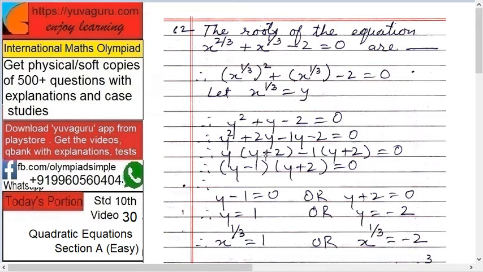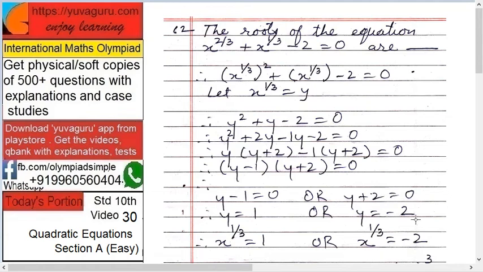y square plus 2y minus 1y minus 2 equals 0. Take y common, y into y plus 2 on both the sides. Right, this you have studied it in 8th, I think so. Yeah, 8th. So you will be able to solve it. So y plus 2 on both sides. So y minus 1 into y plus 2 equals 0.